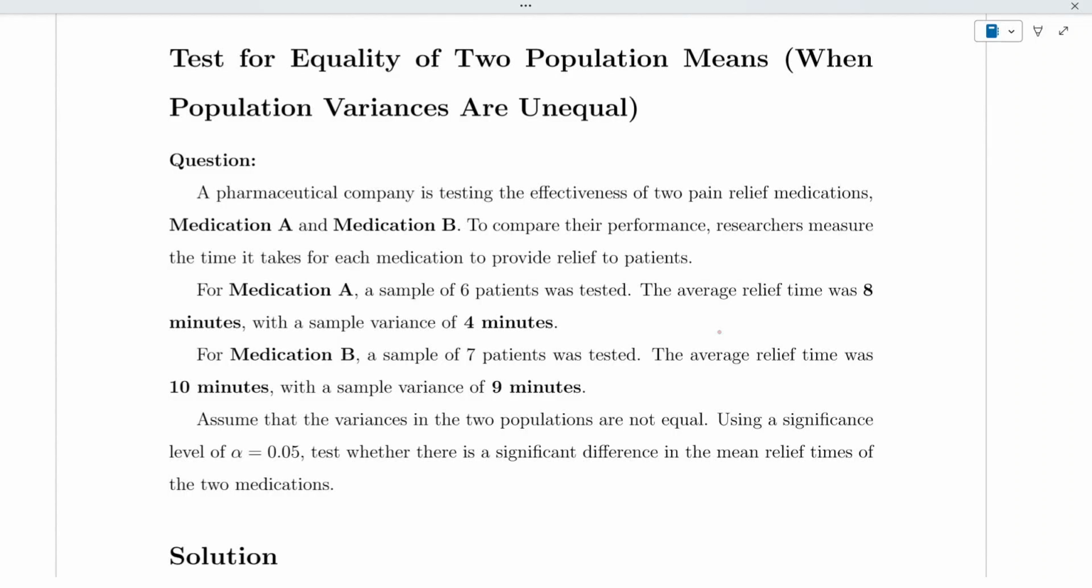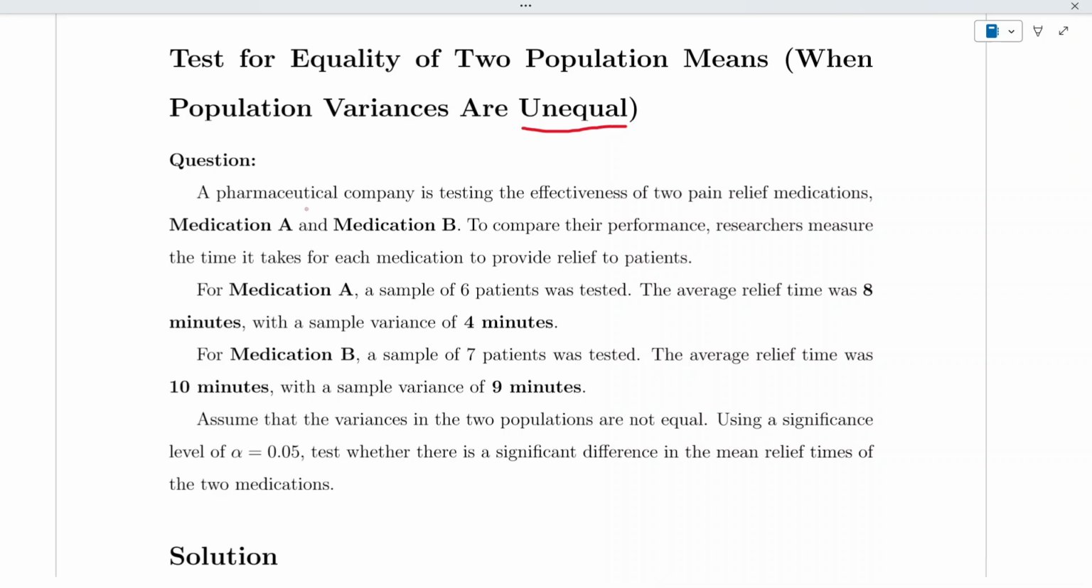Welcome to the Statistics Lab, and this lesson on testing for equality of two population means. When the population variances are unequal, we will use Welch's t-test. Let's begin with the question.